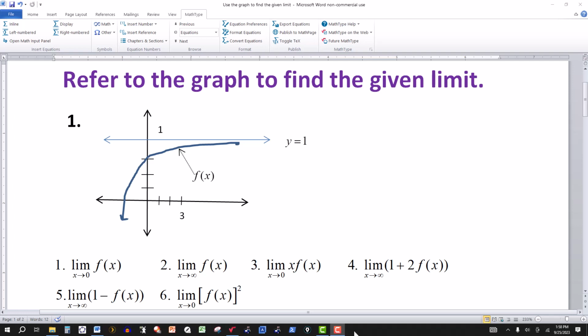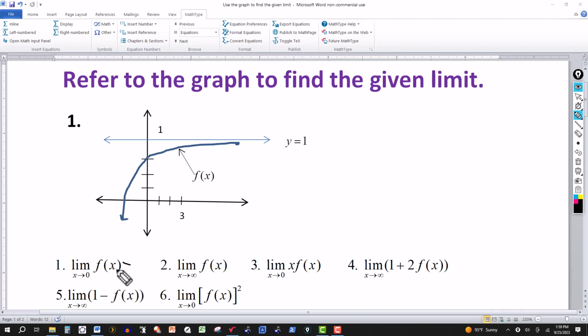In this video we have a function f of x whose graph is given. We have a horizontal asymptote at y equal 1, and you can see the graph crosses the y-axis, or has a y-intercept, at the point (0, 3/4). And we want to find these 6 limits. So we'll be using some basic ideas that we've gone over before in some other videos.